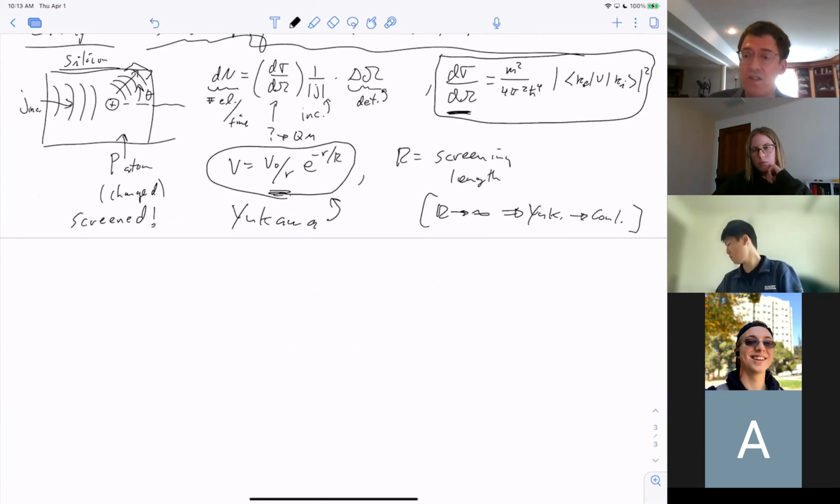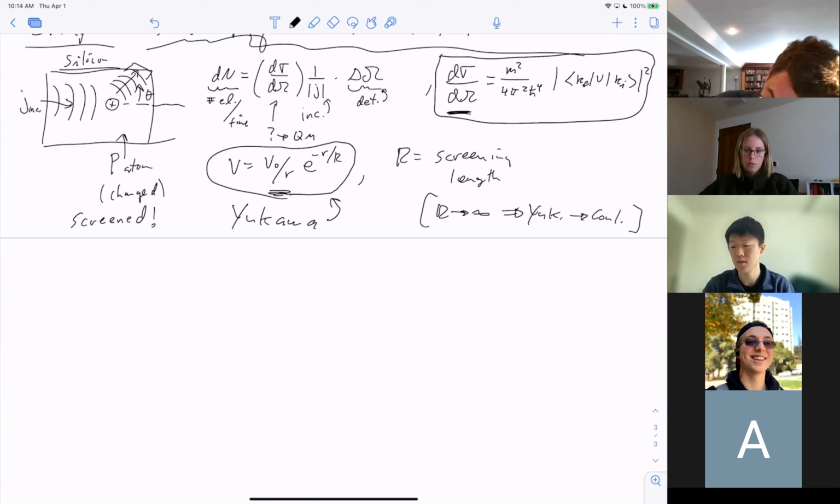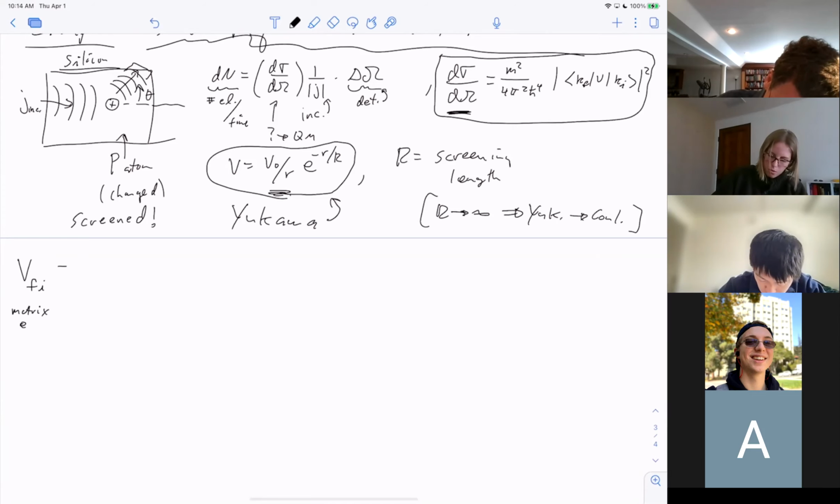And so now let's calculate this differential cross section. To calculate it, what I've got to do is calculate this matrix element. This is the most important thing. I'm going to write it like this, V_FI. That's the matrix element that connects the initial state to the final state.